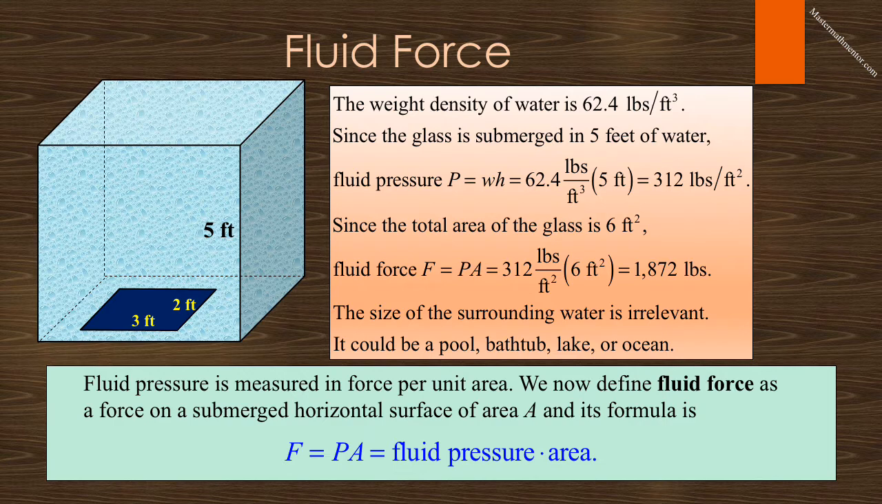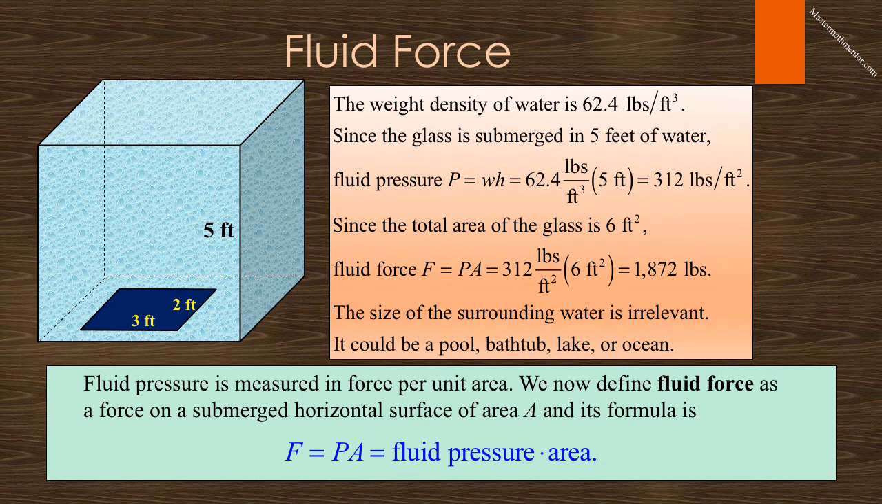Since the total area of the glass is 6 square feet, then our fluid force, F, is equal to PA, which is 312 pounds per square foot times 6 square feet. The square feet cancel, and we are left with 1,872 pounds of fluid force on the glass.